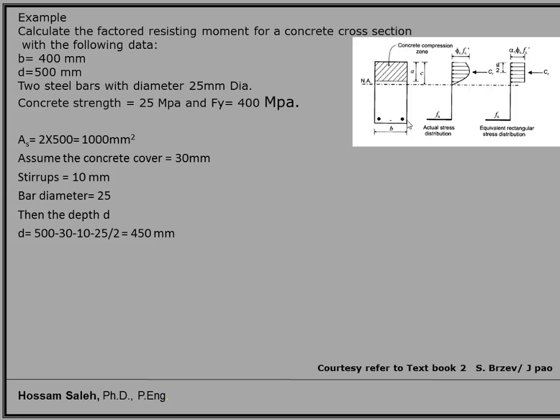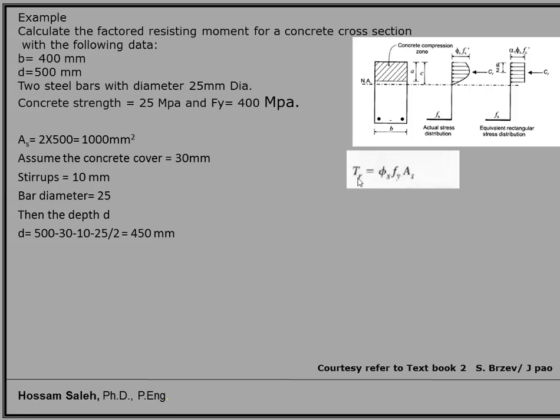Now the depth of the beam will be equal to the distance from the top side of the beam to the level of the center of the steel bars, and this depth equals 500 minus 30 millimeter, the concrete cover, minus 10 millimeter for the stirrups, minus half of the diameter of the reinforcing bars, so 25/2. Now I have a distance here from this level to the outside of the beam equal to 450 millimeter.